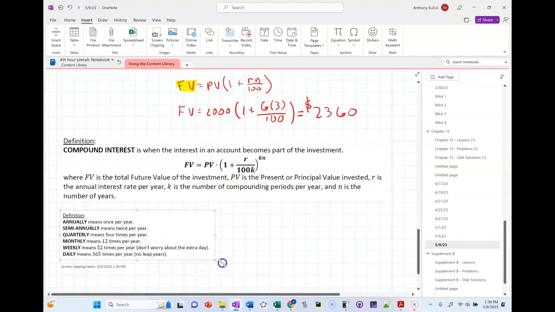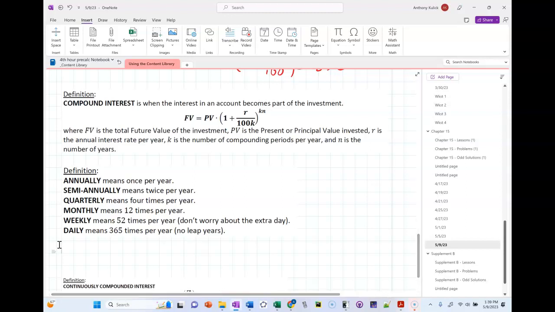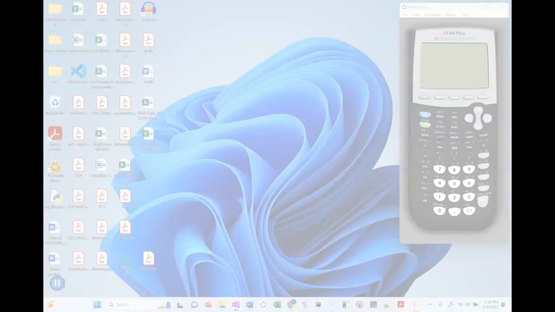So if we say annually, that should mean that K equals 1. Semi-annually would mean K equals 2. Quarterly, K equals 4. Monthly, K equals 12. Weekly, K equals 52. Daily, K equals 365 would be the common ones. Okay, so let's do a couple of examples here.